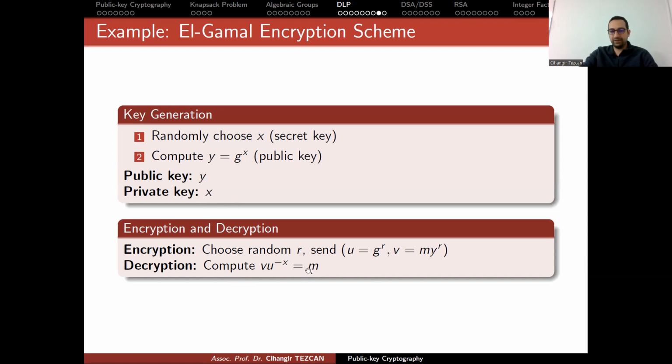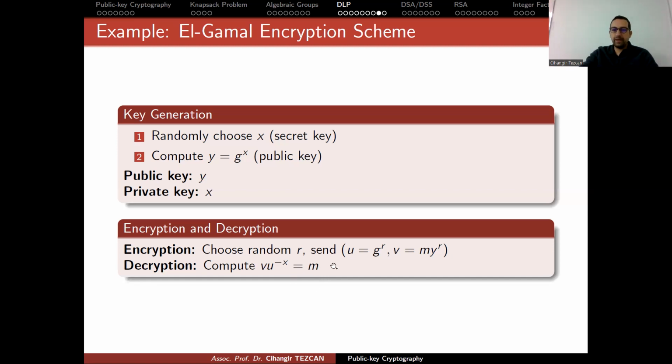This is not that hard to see. Think about U times V, which is just the multiplication of these two values. But here I'm taking U to the power minus X. So you are simply multiplying G to the minus XR with this value. But Y to the R is actually G to the XR, right? So you are canceling this value with this one, and you end up with M. This is why El-Gamal encryption works.